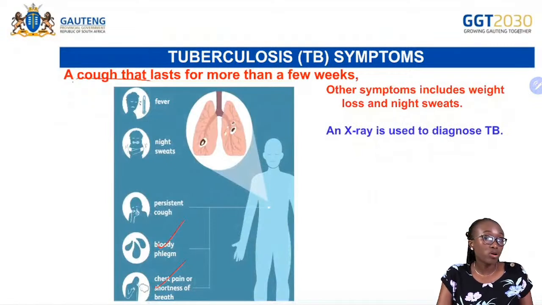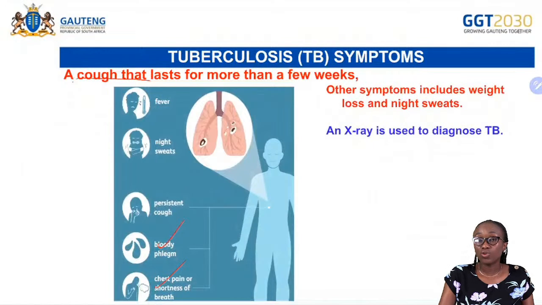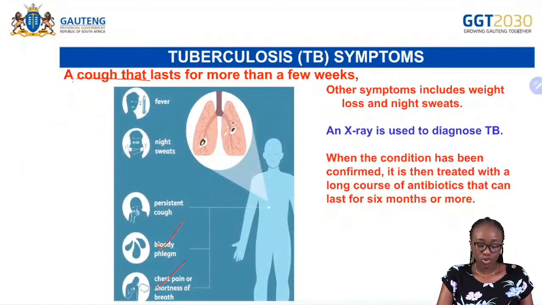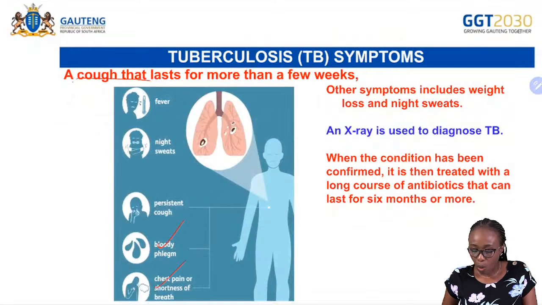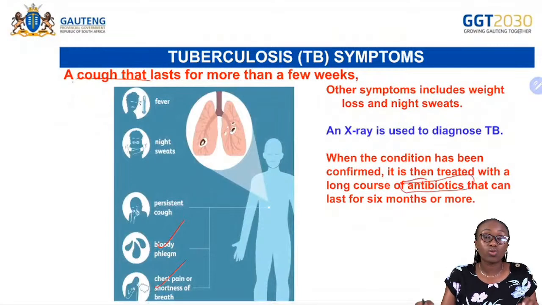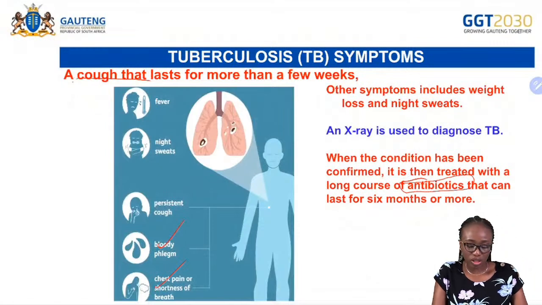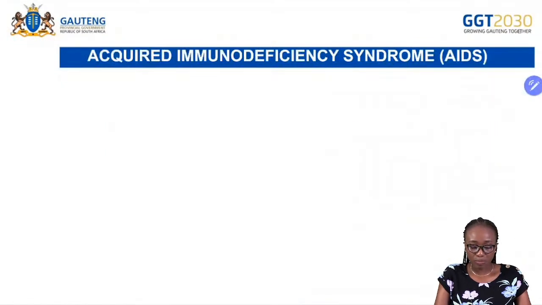Now, how do the doctors diagnose TB? They use an X-ray to diagnose TB, and once the diagnosis has been made, the person is going to be given a long course of antibiotics. Why antibiotics? Because TB is caused by bacteria, so they use antibiotics to treat it for 6 months.